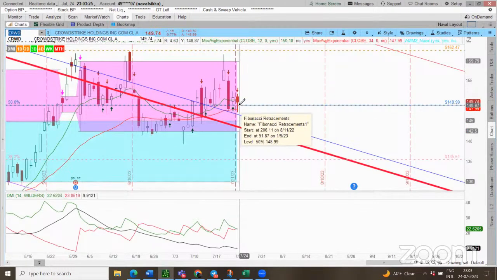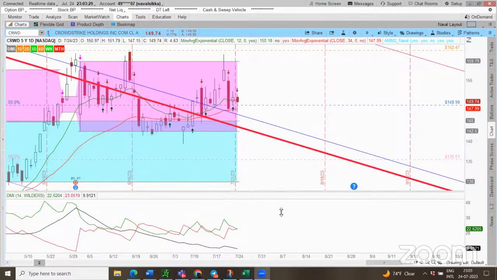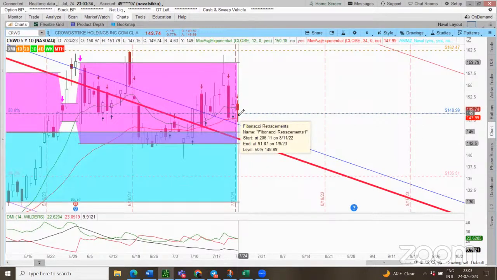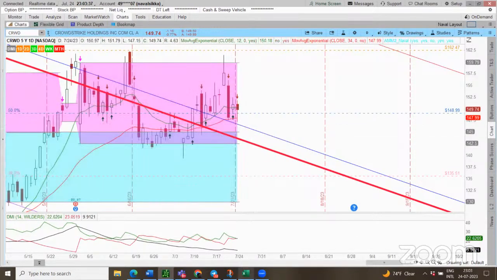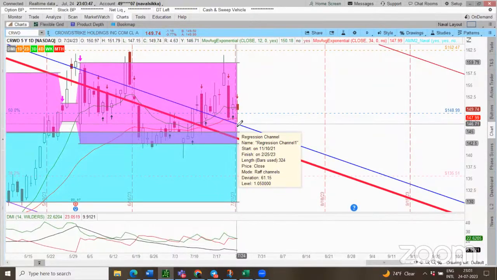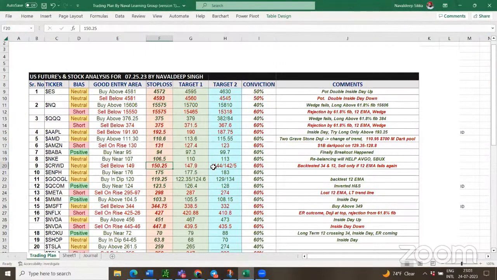It started to break down, made a lower low, lower high. The momentum is kind of loosening, but still it's holding above this 50% Fibonacci. So my take is exactly the same. There's no change on this. If you want to sell below 149, the targets should be 148, 145, 142. It's not a very aggressive short, but a short which if you want to try, you can try. But it's a low priority trade for me.